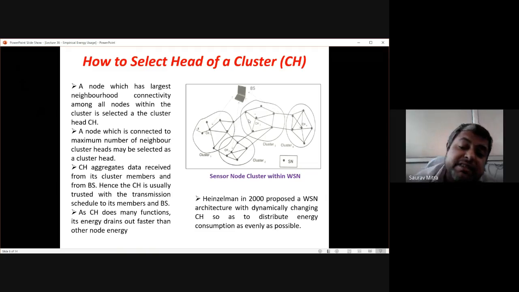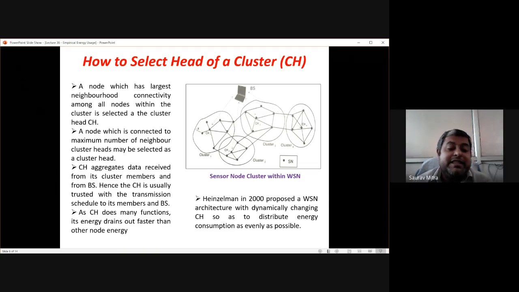The central node has a little bit more power and a little bit more energy capability, hence this central node is called a cluster head. So the third point, which is important, is that a node which is connected to the maximum number of neighbor cluster heads may be selected as a cluster head. And the cluster head aggregates data received from all its cluster members, that is simpler nodes, and from the base station. Hence, the cluster head is usually trusted with the transmission schedule to its members and base station.